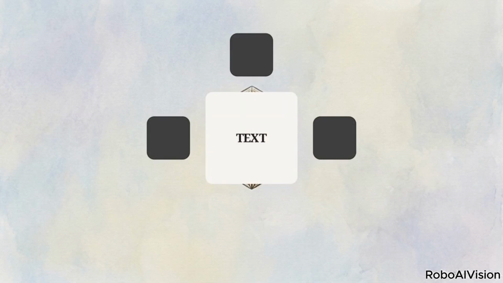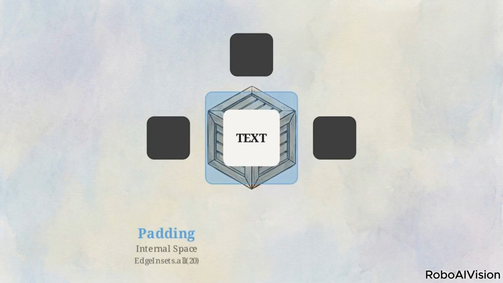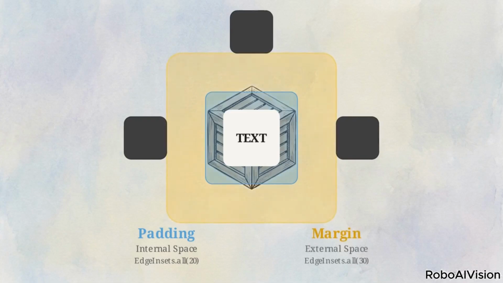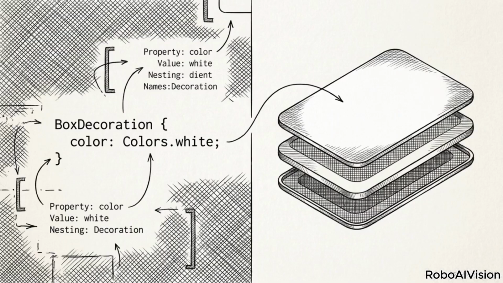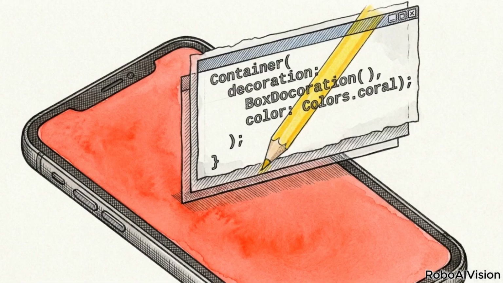To keep layouts organized, we use the Container widget. Inside, padding applies internal pressure, pushing text away from the walls. Outside, margin forms an external barrier, pushing neighboring widgets away so they don't crash into each other. Be careful. When using a box decoration for rounded corners or shadows, you must place your color property inside that decoration. If you leave the color on the outside, the application will immediately crash and show a red error screen.